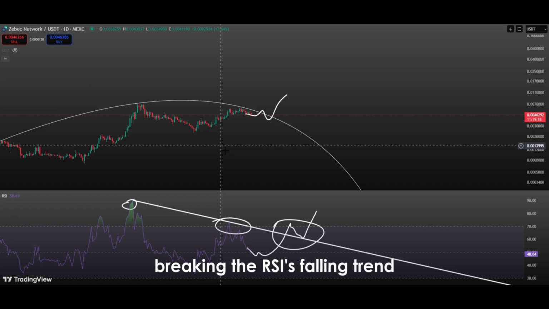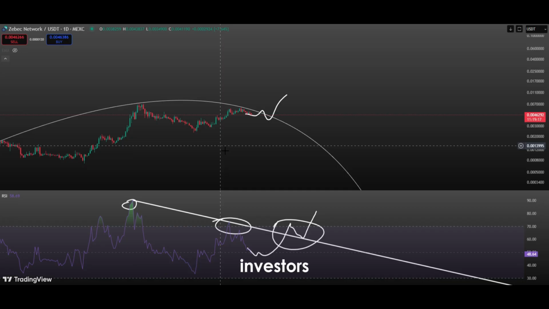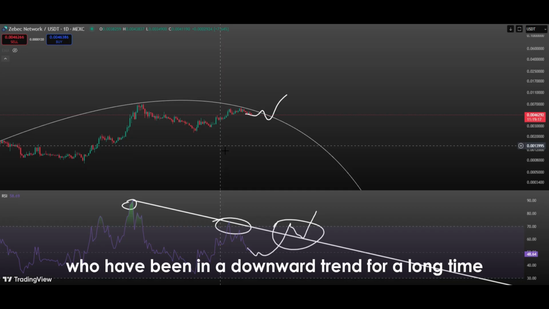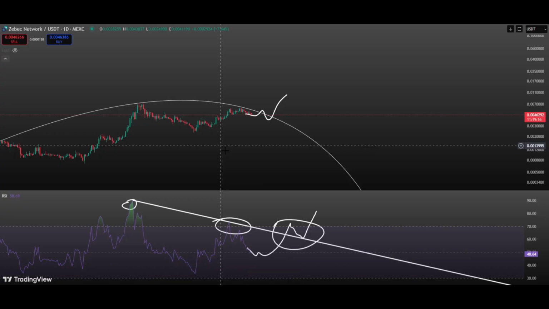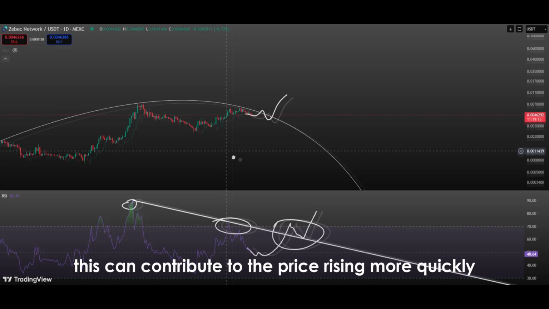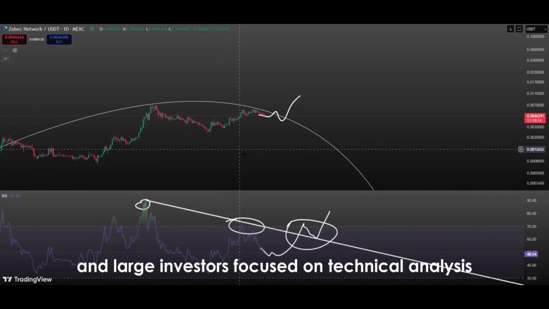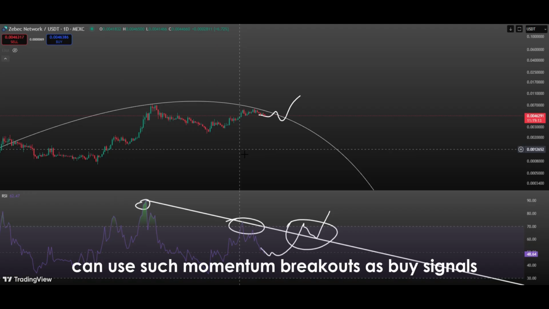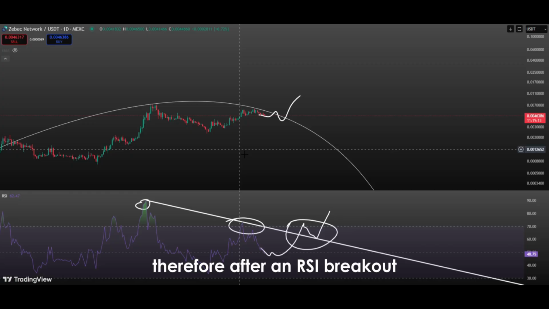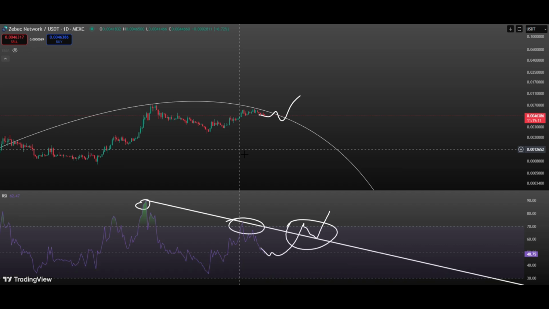Breaking the RSI's falling trend also significantly affects market psychology. Investors who have been in a downward trend for a long time may regain hope after such a breakout and start buying. This can contribute to the price rising more quickly. Especially algorithmic trading systems and large investors focused on technical analysis can use such momentum breakouts as buy signals. Therefore, after an RSI breakout, sudden spikes and sharp upward movements in prices can be observed.